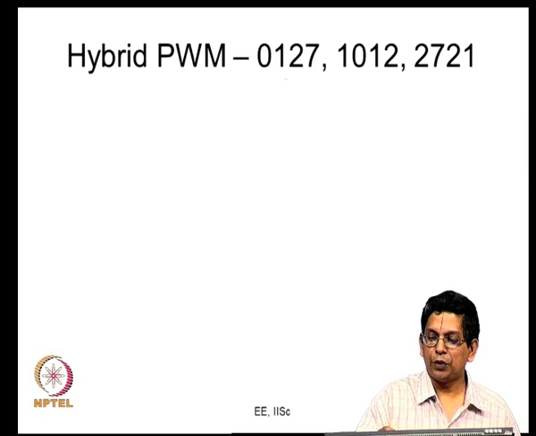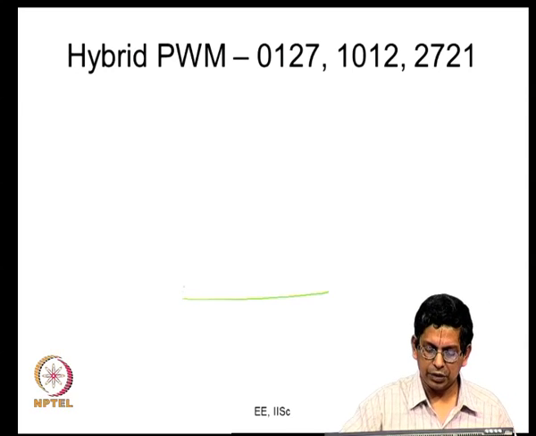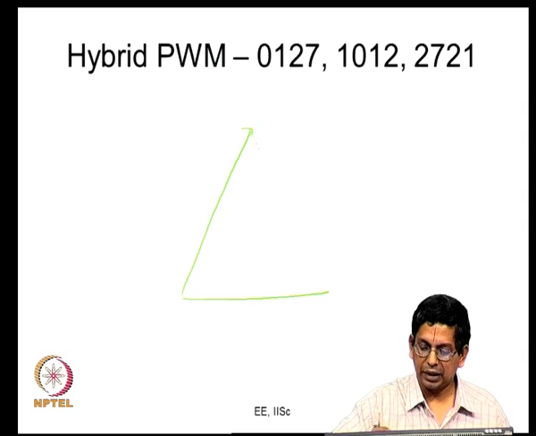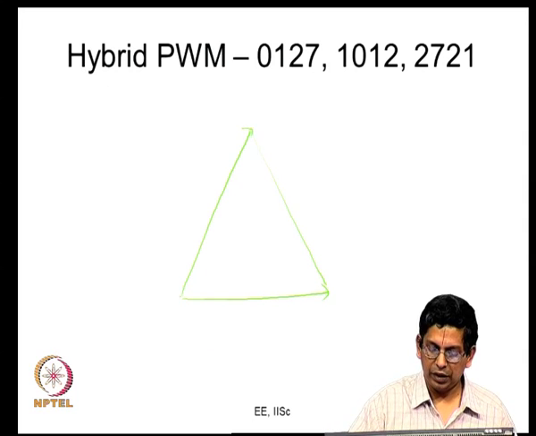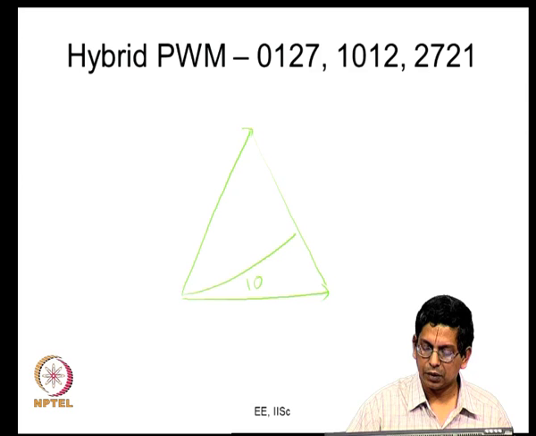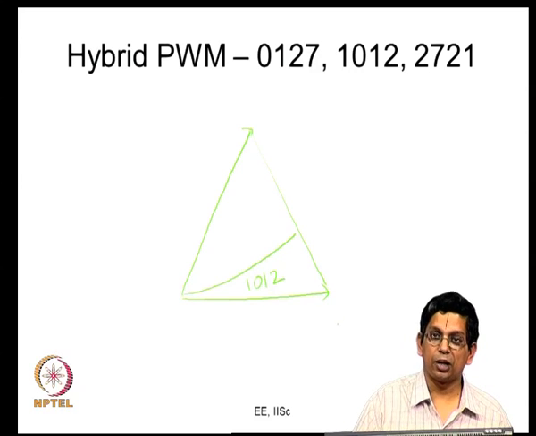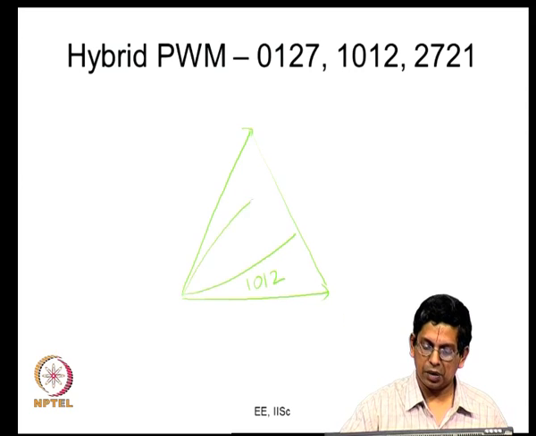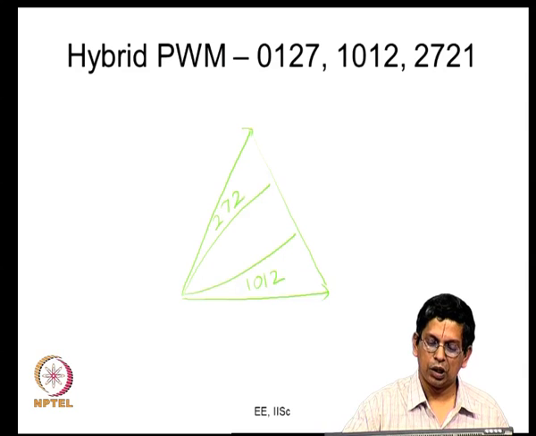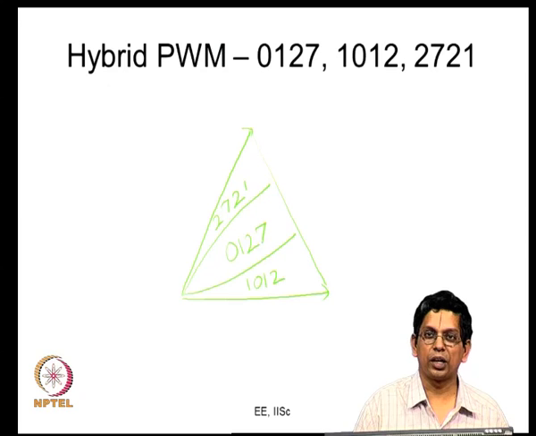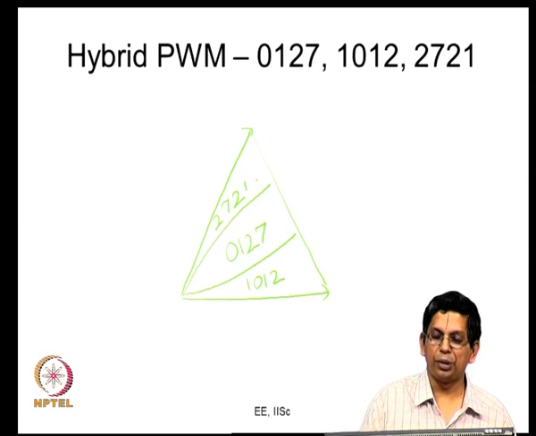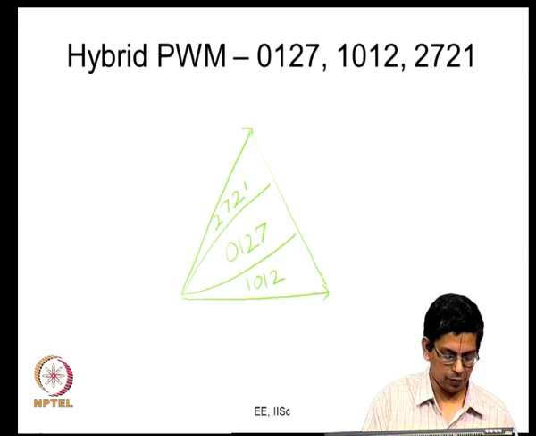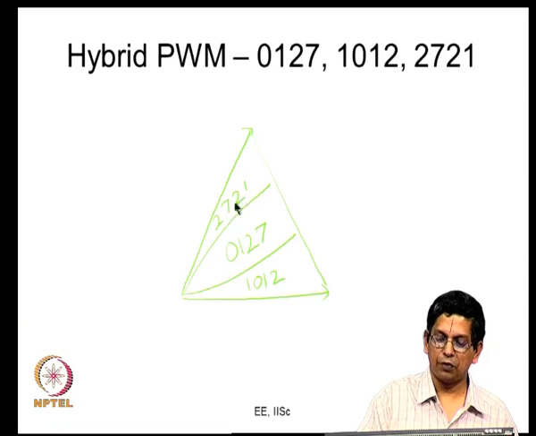Similarly, let us say you have 0 1 2 7 etc.; any sequences can be combined. What you will find is, if you do an analysis and go by the current ripple, there is a particular area where 1 0 1 2 gives lower current ripple than the others. Again you will find some area where 2 7 2 1 gives lower current ripple than the others, and 0 1 2 7 gives lower current ripple than the others in another. Now, you can use a combination of these three sequences. Whenever the reference vector falls here, you use this sequence. Whenever it falls here, you use this sequence. When it falls here, you do this.